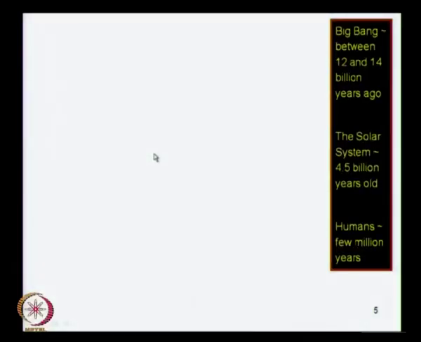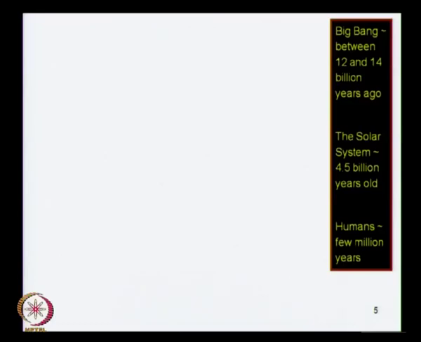And if you ask when this galaxy was formed and so on, then if you go back to the origin of the universe, it is something which did not happen at the time of your great great grandfather or anything of that kind. It was as far back as 12 to 14 billion years ago. Some of the best estimates are in the neighborhood of 13.7 billion years ago or thereabout.